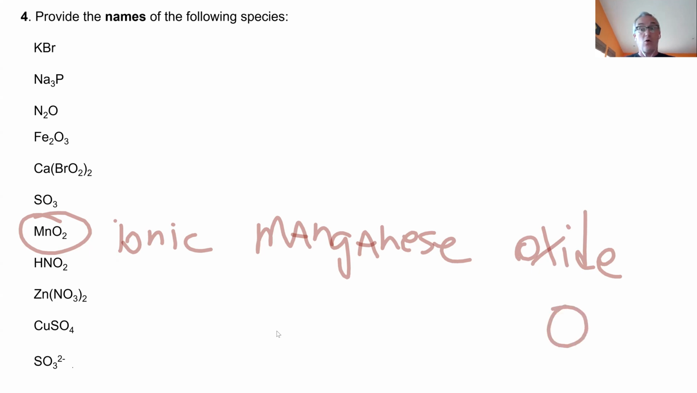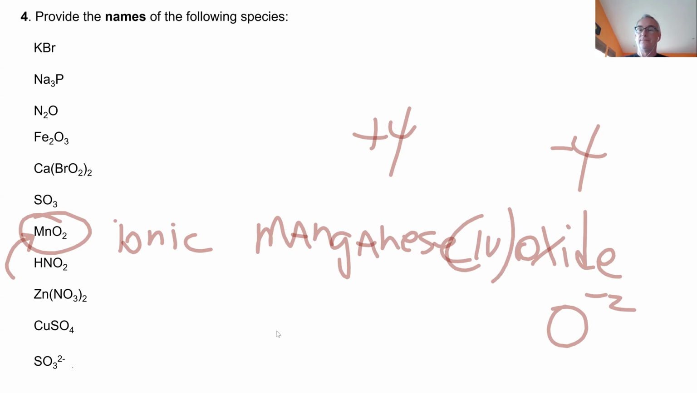2 minus. Always, always -2. Always, always, always. And there's 2 of them. So what's the total negative charge? -4. So my total negative charge is going to be -4. What does my total positive charge have to be? +4. And there's only 1 manganese atom. So what has to be the charge on manganese? +4. So we would put 4 there.